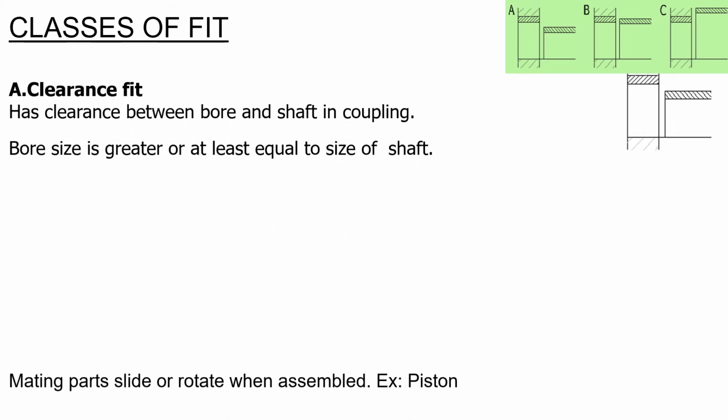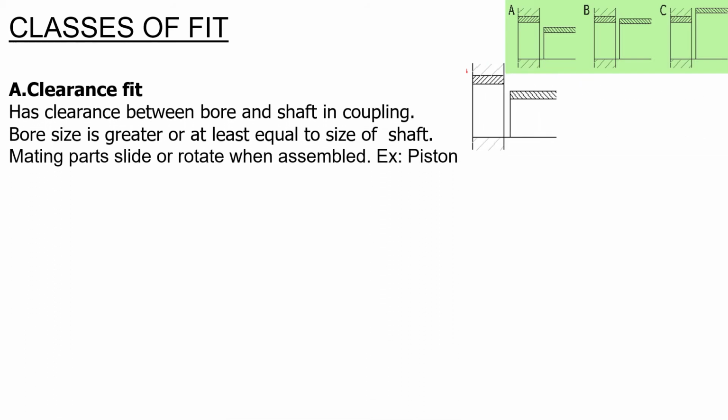That brings us to the classes of fits. Basically, we have three classes of common fits for bearings. Clearance fit has a clearance between bore and shaft, as shown in picture A. Bore size is greater or at least equal to the size of the shaft. Easy to assemble as the mating parts slide or rotate when assembled. Example is the piston on a piston rod. But ball and roller bearings do not use this kind of fit.